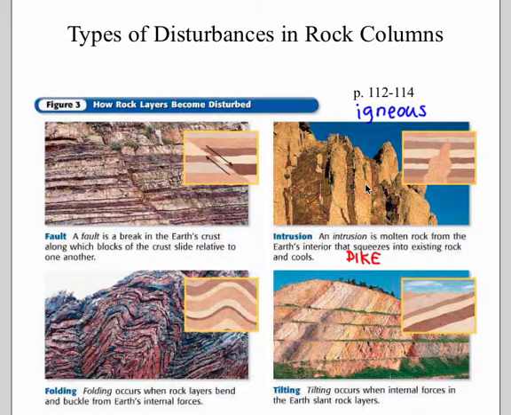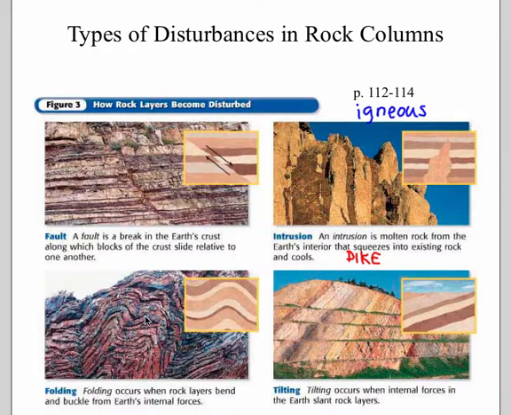An intrusion or a dike is when magma comes up and melts through a rock layer. In the picture, you can see that really well, coming from the center. Remember, an intrusion or dike is younger than everything it passes through. It's hard to intrude something if there isn't anything there. Oh, that's good.